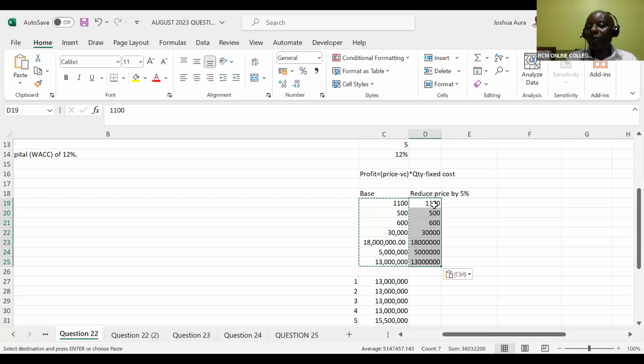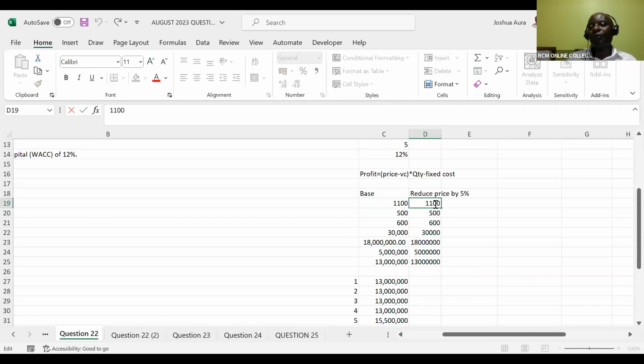So then I'll come and put my cursor on this 1100. And once I'm here, I would want this 1100 to come back live, so that I can make some adjustment. So how do I make these things live? I'll come and press F2. Once I press F2, because I would want a formula, I have to go back and say equals to start with.